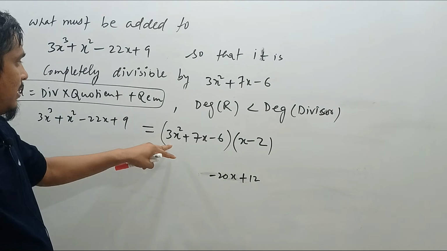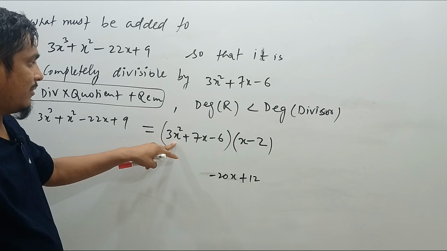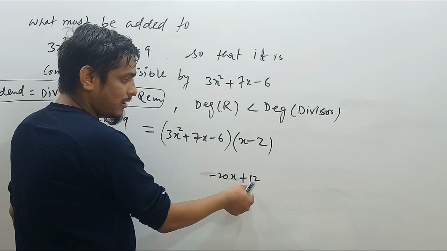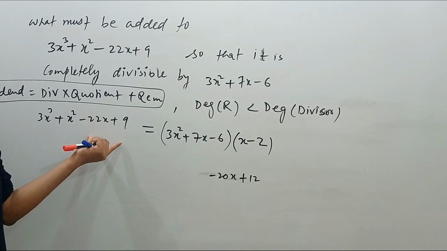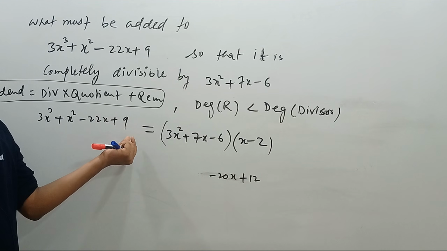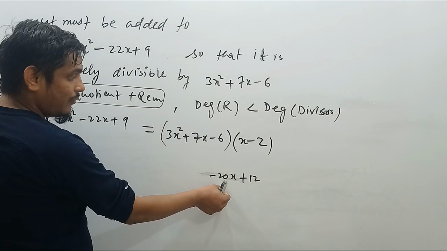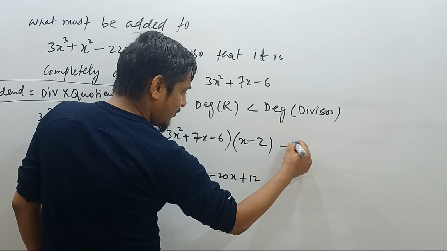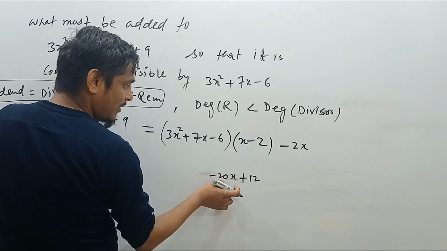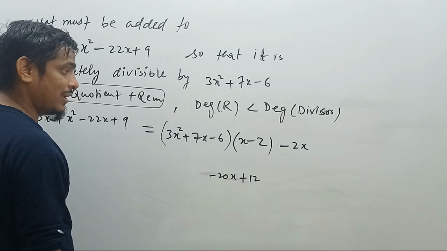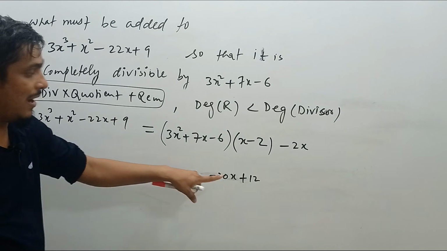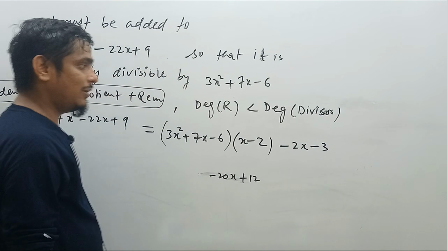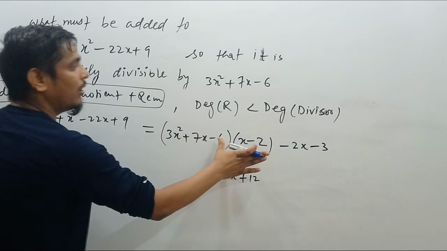So once we multiply, we'll get 3x³ + x² − 20x + 12. But we want this to be equal to −22x + 9. To make this −22x, what needs to be added? We need to add additionally −2x. Then −20x minus 2x is −22x. And here we need plus 9, but we have plus 12, right? So we need to subtract 3, so that now both sides are equal.